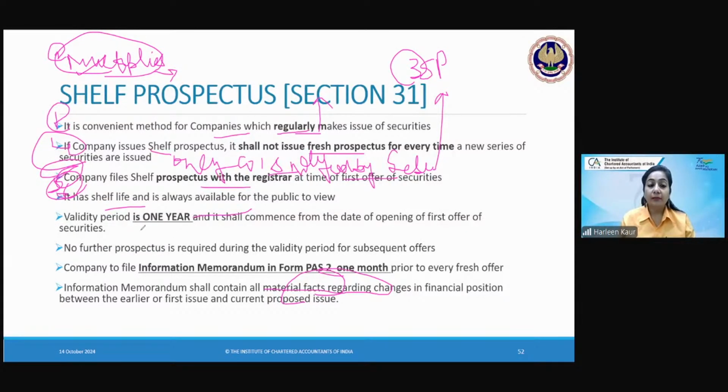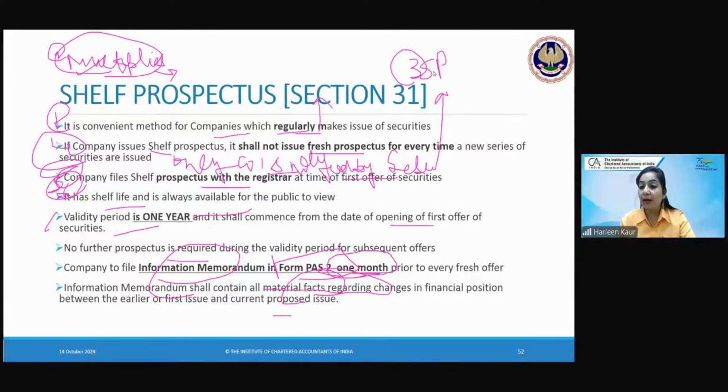And let's complete it. First, we'll move point by point. Advance, again, I will be explaining this point. So the shelf prospectus is valid, point number 6, for 1 year, commencing from the date of opening of the first offer. You have already mentioned 17 January, the example. No prospectus is required for a subsequent offer. An information memorandum is filed in form PAS-2, 1 month prior to the fresh issue.